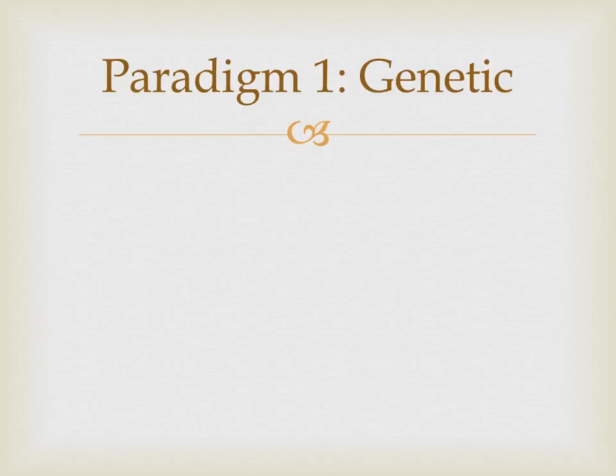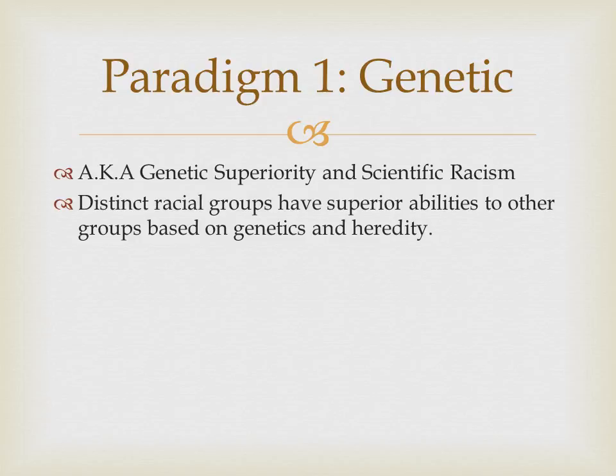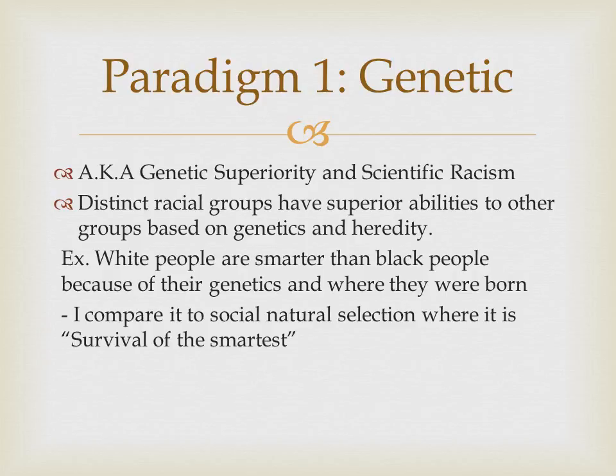The first paradigm is the genetic paradigm, aka genetic superiority and scientific racism paradigm. There are distinct racial groups that have superior abilities to other groups based on their genetics and heredity. For example, white people are smarter than black people because of their genetics and where they were born. I compare it to social natural selection, where it says survival of the smartest.